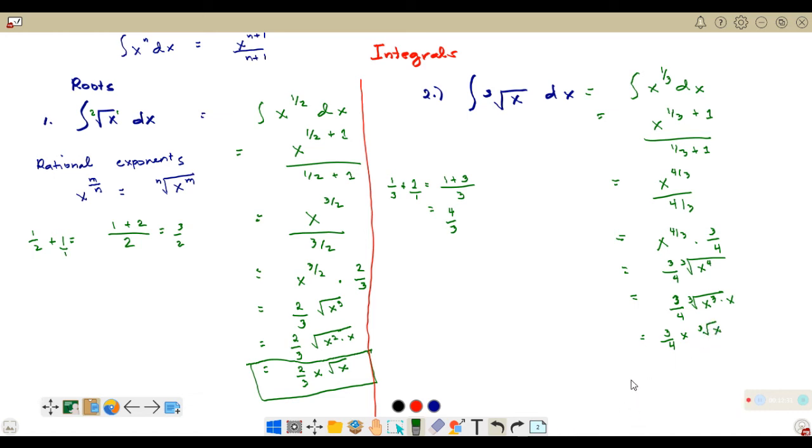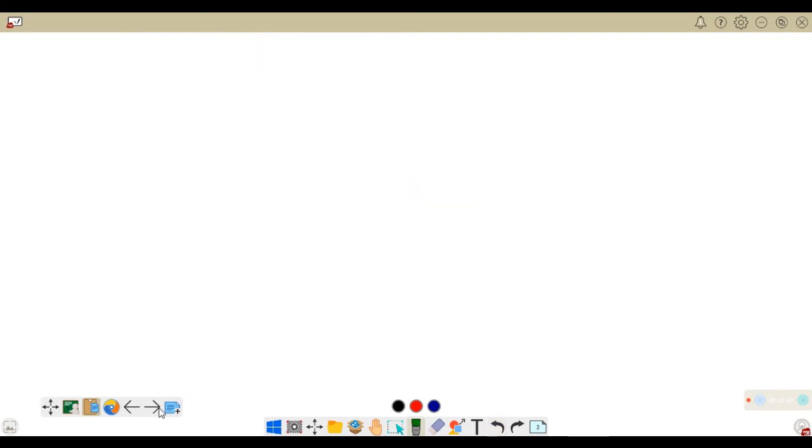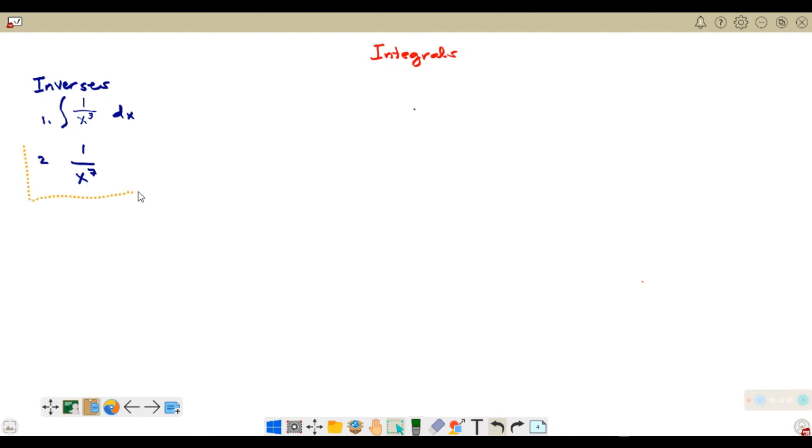Again, if you are not confident with your answer, you can always perform checking. But I assume that at this point, madali na sa inyo kumuha ng integrals. Let's go to the next page. Ay, blanco. Ayan, inverses naman. So, we have, hindi buo yung isa kong function.